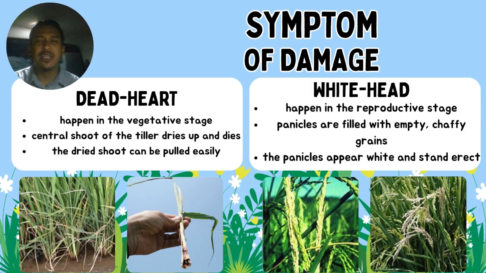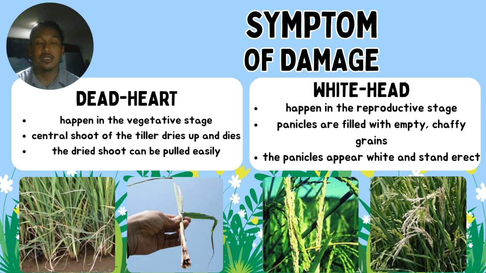So what can a white stem borer do to a paddy, what kind of damage? There is a lot of damage that can be caused by white stem borer, but I only pick two that are very famous among paddy farmers, damage caused only by white stem borer. The first one is dead heart, which happens in the vegetative stage. The central shoot of the tiller dries up and dies.